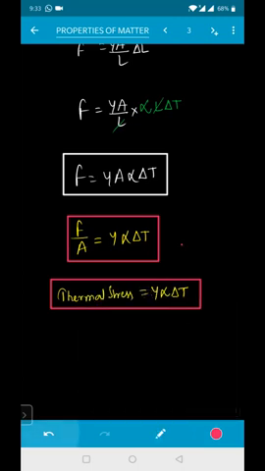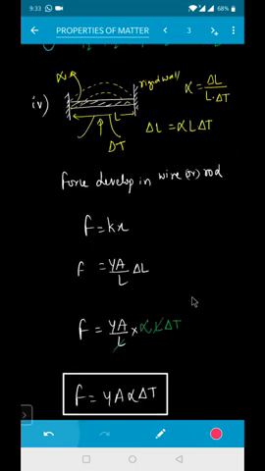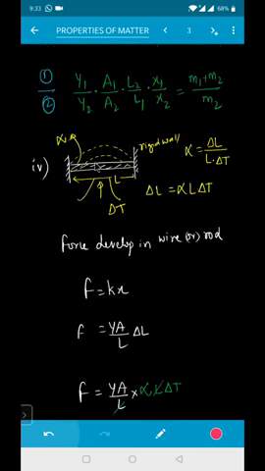Sir, can you explain this once more? We are taking a rod, and it is fixed between two rigid walls. And we are heating it with a certain temperature delta T. When you start increasing the temperature, what happens? The rod will start expanding. Now it will try to expand linearly, but due to the rigid walls, it has no option to expand. So what happens? There will be bending in the wire. This bending of the wire is called thermal stress.